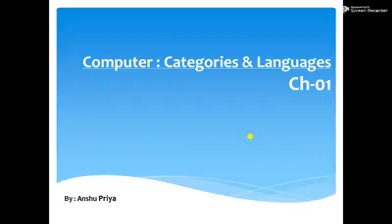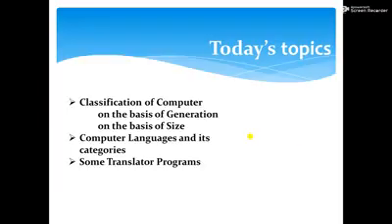So today I am going to start chapter 1 of your book, which is Computer Categories and Languages. In this chapter, we will discuss classification of computers on the basis of generation and on the basis of size, computer languages and their categories, and some translator programs. So let's start.